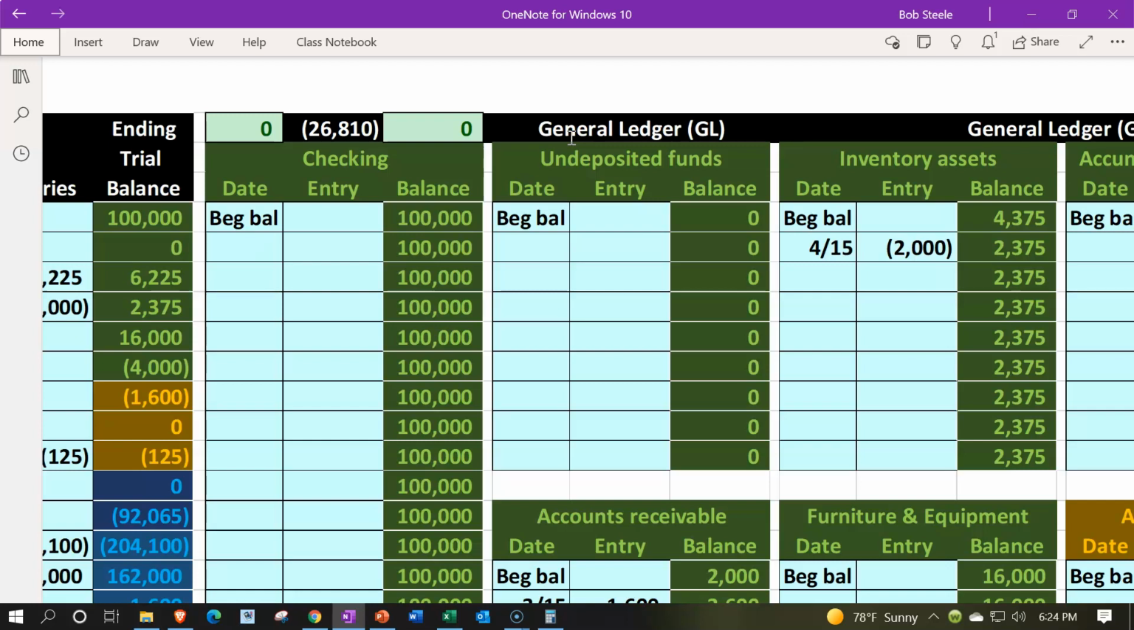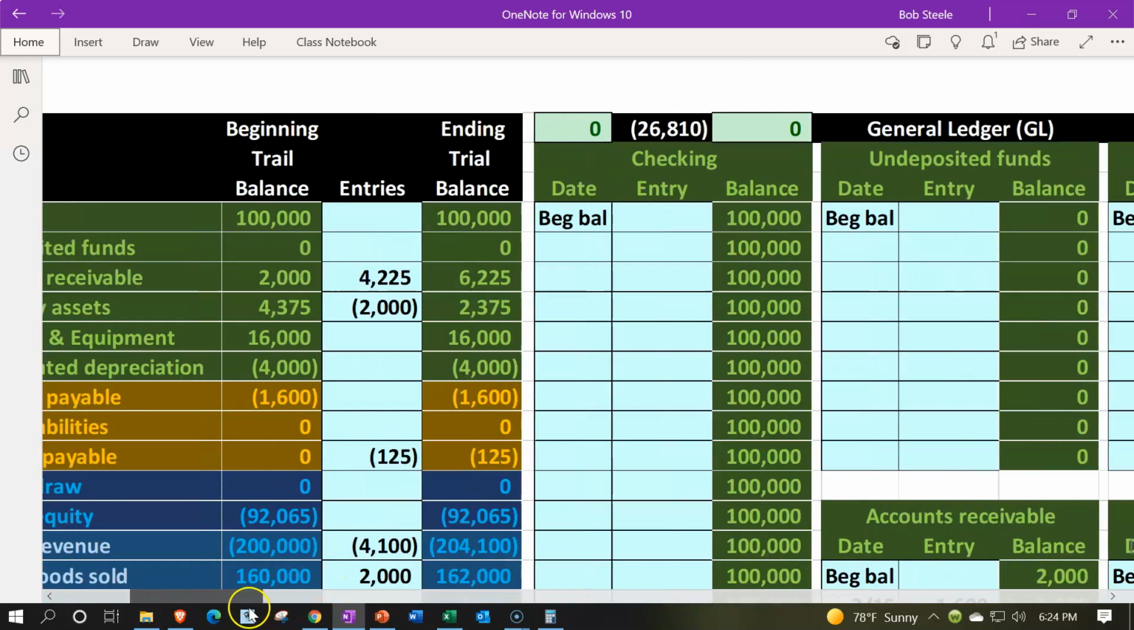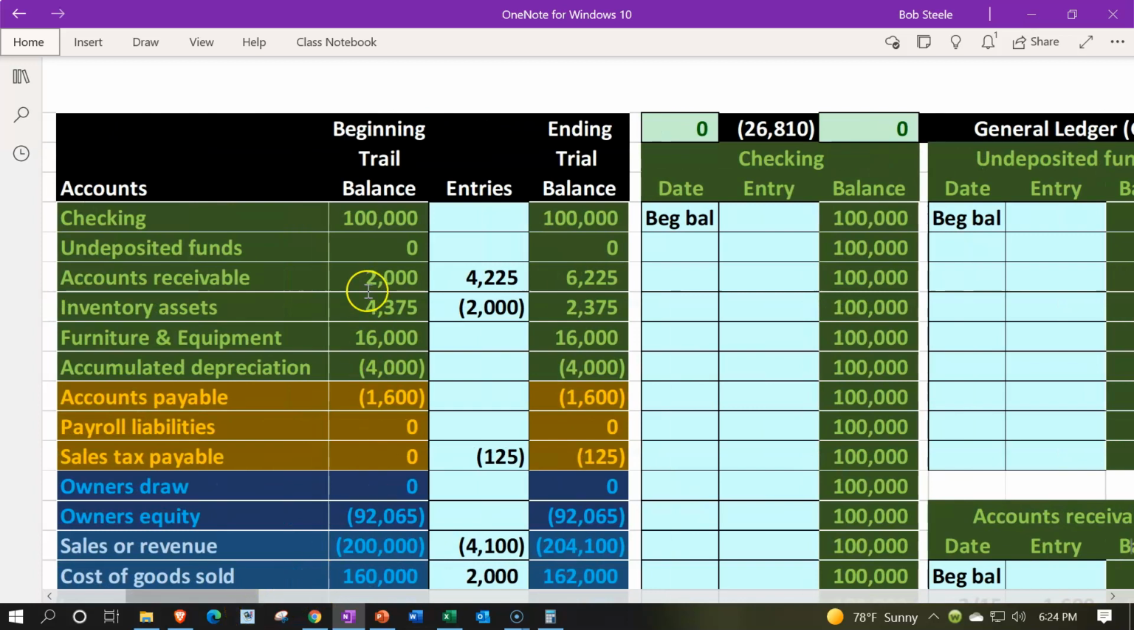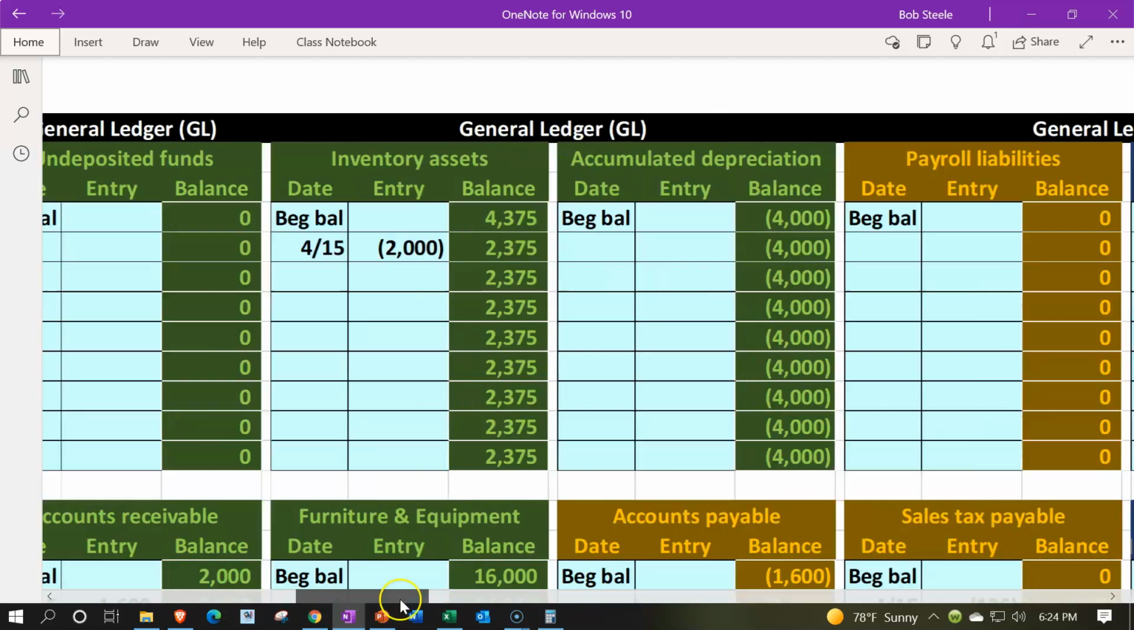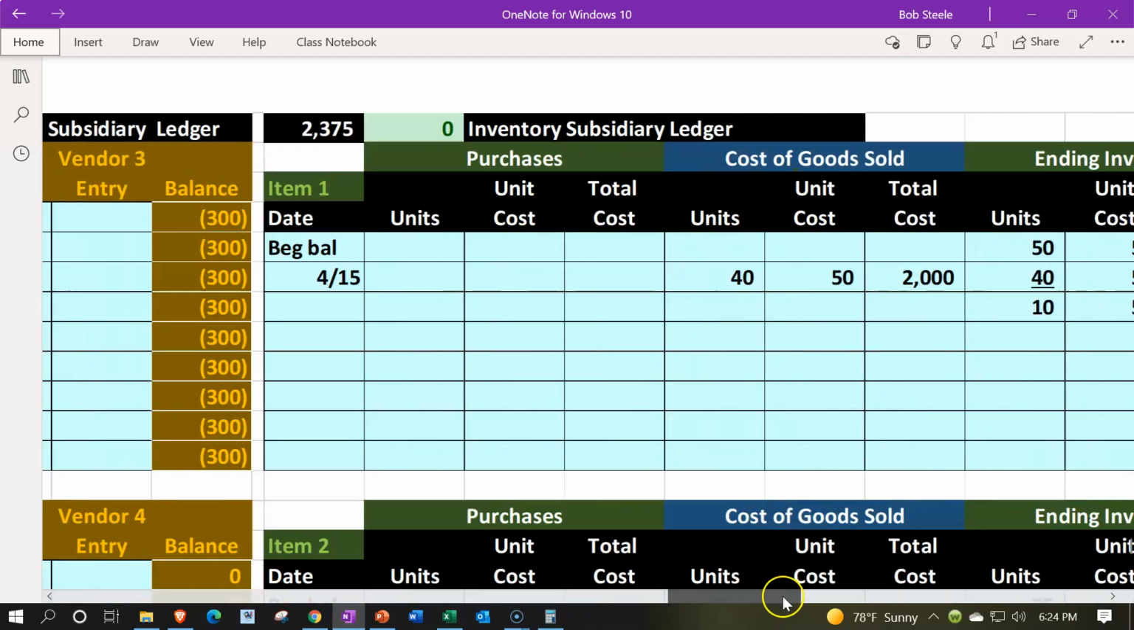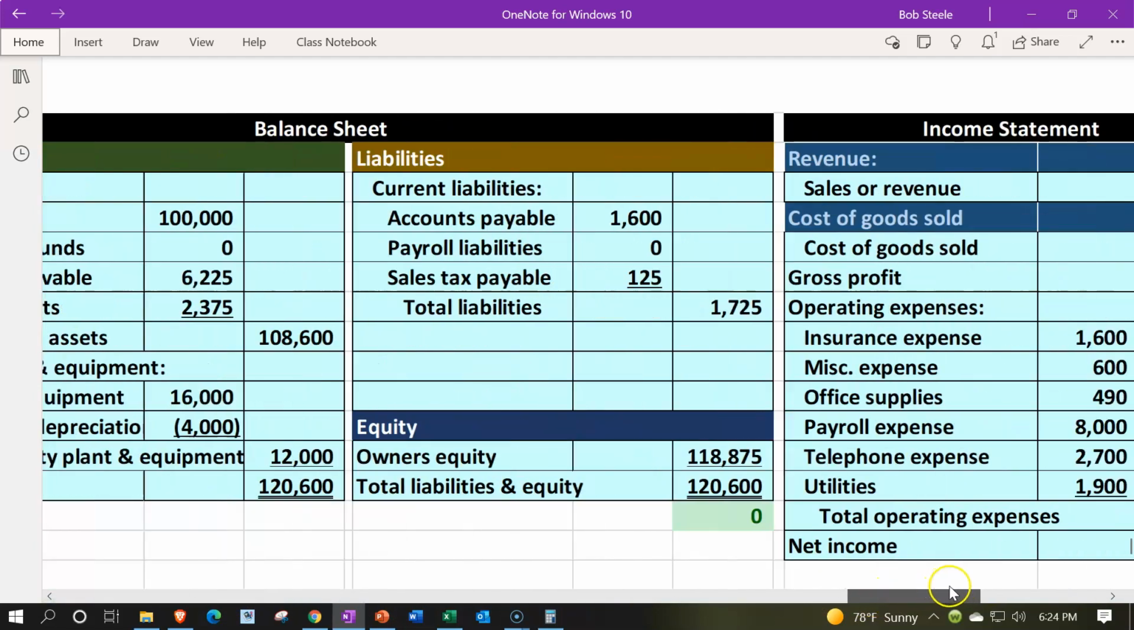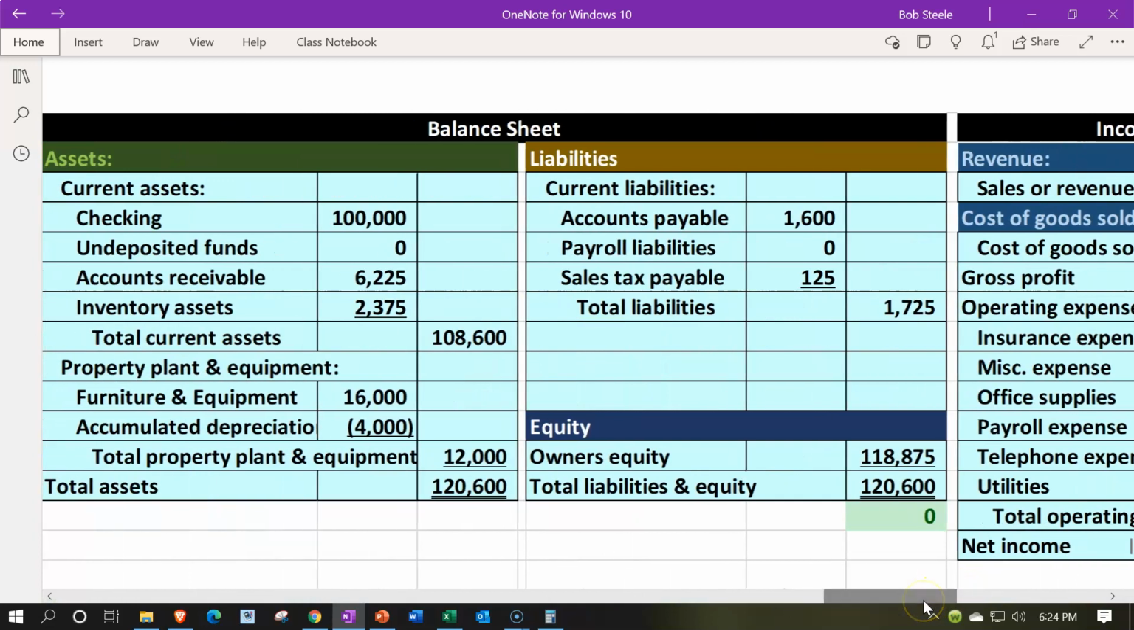Because we have the items set up, QuickBooks can then have the information necessary to do that. The GL would then make the trial balance. Notice I broke out the beginning and ending trial balance so we could see the impact for these few accounts, but generally the ending trial balance would be thought to be created from the general ledger, and then the trial balance would be used to create the financial statements, which of course are the balance sheet, the income statement, and the statement of equity.